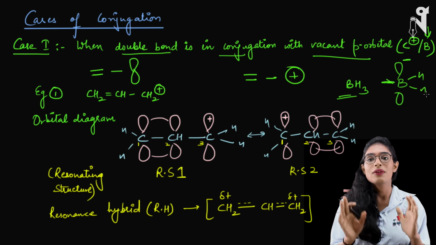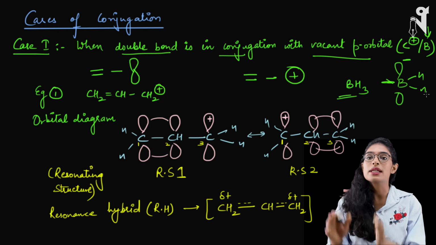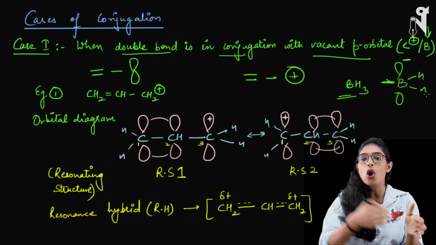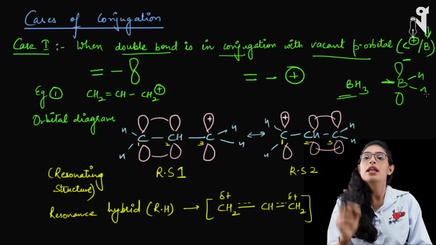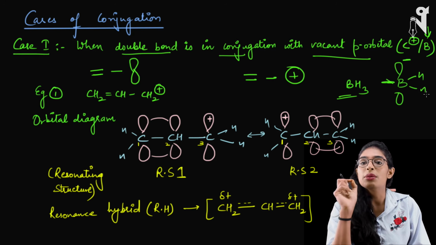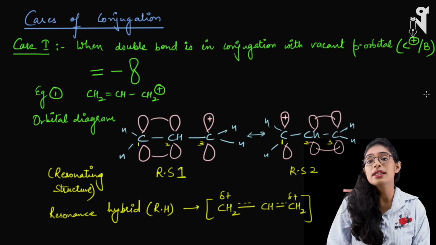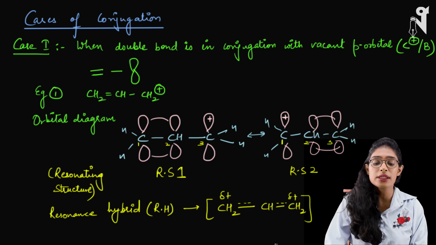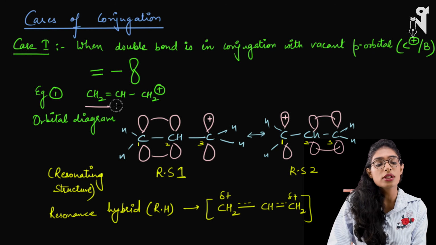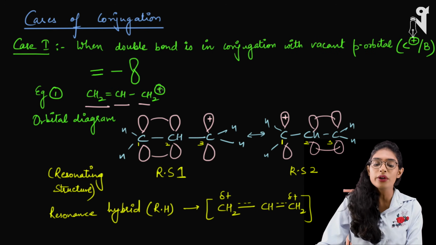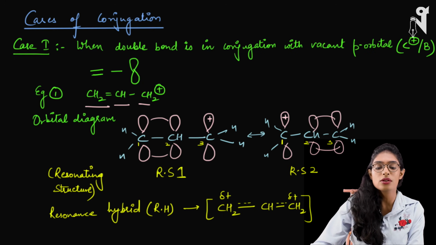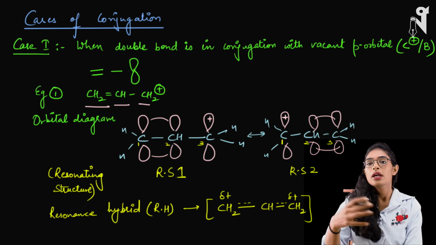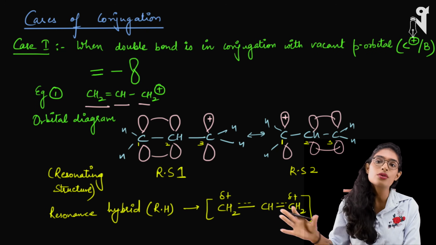So this is what we will understand when double bond is in conjugation. Conjugation means the double bond is present at the alternate position with respect to the vacant p orbital species. That can be carbon with a positive charge, or boron, or any such atom which has a vacant p orbital present. So let's see the examples. One example we have already discussed earlier, that is CH2 double bond CH single bond CH2 plus. Let's quickly revise the same thing so that you get into the groove of conjugation, and then it will be easier for us to see other examples also.